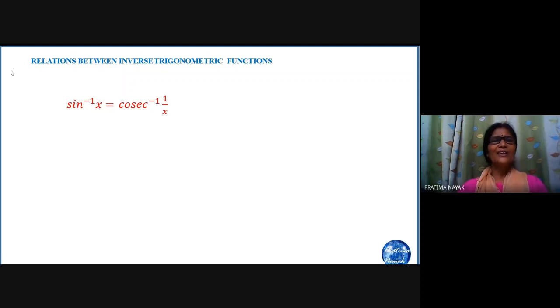Next set of relations. Sine inverse x is equal to cosec inverse 1 by x. So it is not similar to trigonometry. You cannot write this as the reciprocal of sine inverse x. It will be cosec inverse; only the x will be the reciprocal. Similarly, tan inverse x is equal to cot inverse 1 by x. Cos inverse x is equal to sec inverse 1 by x. So sometimes it will be required to find some values; you have to keep this in mind.